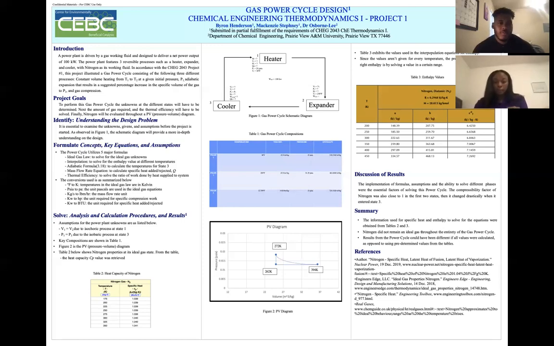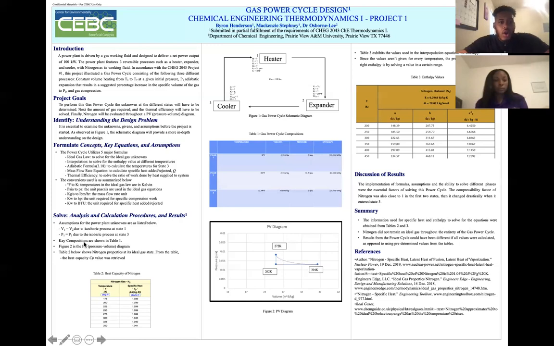The last step of the process is to solve. And as Mackenzie stated, the two main objectives that the problem wanted us to solve for were the thermal efficiency and the amount of gas required to power the power plant. In order to find these two values, we had to do a lot of other equations to get the values needed to actually solve for the thermal efficiency and the amount of gas required for this system.